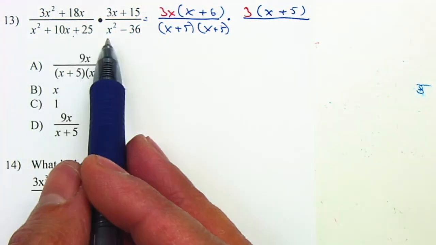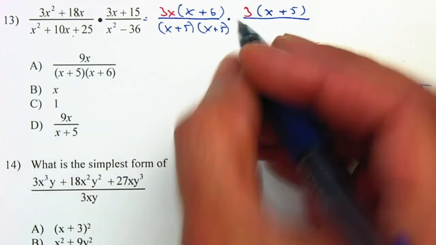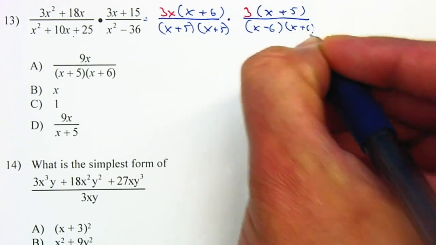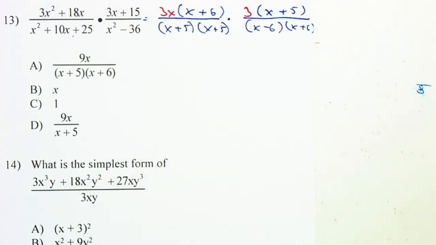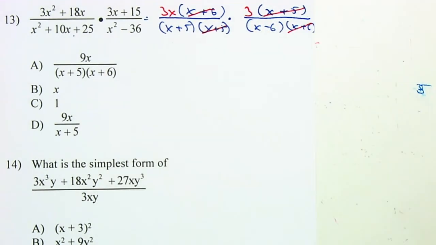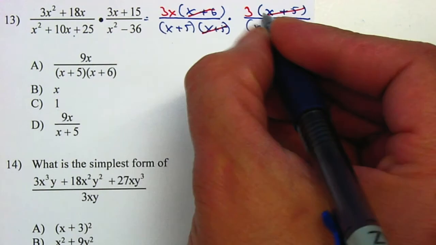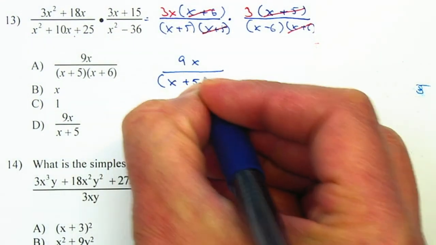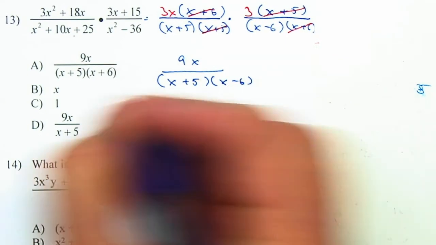Denominator, we have the difference of two squares. So it'll be x minus 6, x plus 6. So let's see what cancels. The x plus 6 cancels, the x plus 5 cancels. And that's it. So we have 3x times 3, it will be 9x. Denominator will be x plus 5, x minus 6. So the answer is A.